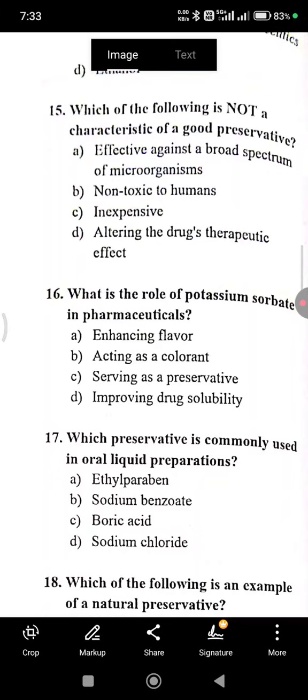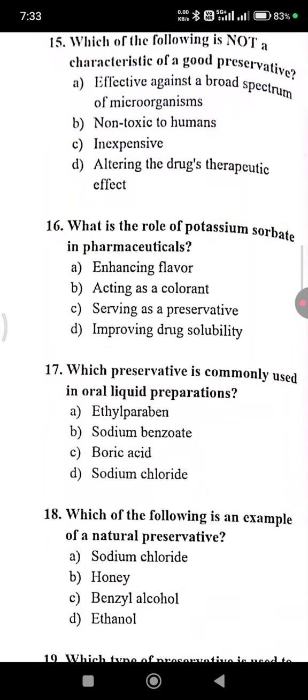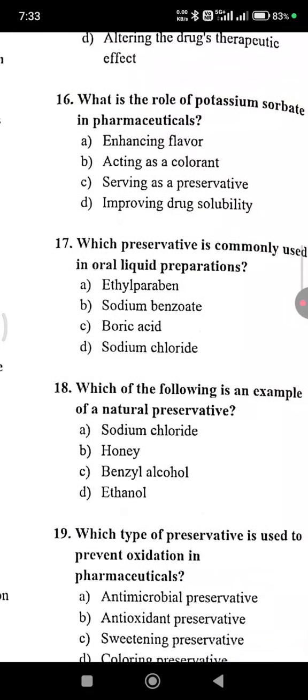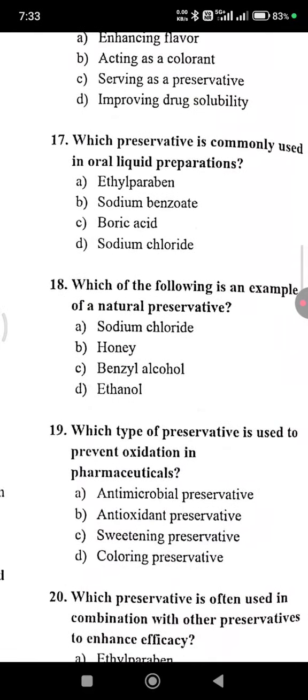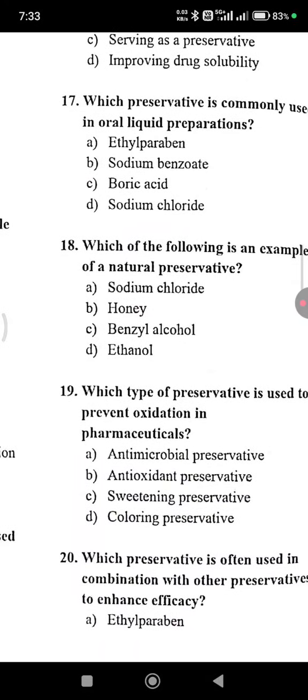Which of the following is an example of a natural preservative? That is option B, honey. Which type of preservative is used to prevent oxidation in pharmaceuticals? That is option B, antioxidant preservative. Let's go to question number 20.